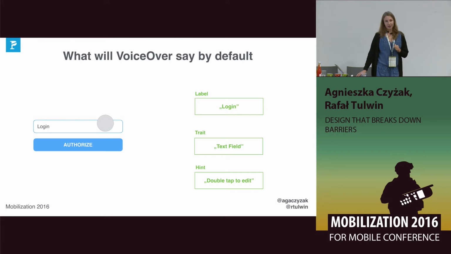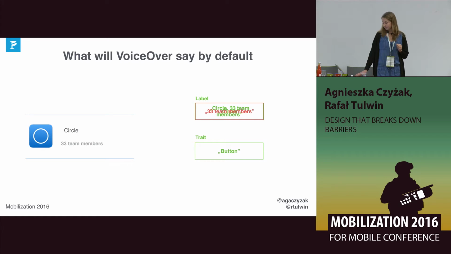So let's get to some UI elements that we probably all recognize. This is just a text field with login and an authorize button. What VoiceOver will say by default here is that the label would be login, so it will just read the text and you don't have to worry about it. The trait would be text field, and there will actually be a hint that is double tap to edit. The first time we did it, we actually added our hint just to make sure the user knows what's going on here. And we found out that this will happen by default, so you don't have to worry. It won't happen in the case of buttons, for example, but the text fields are covered.